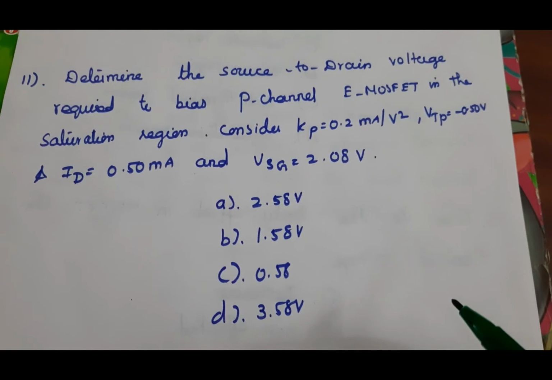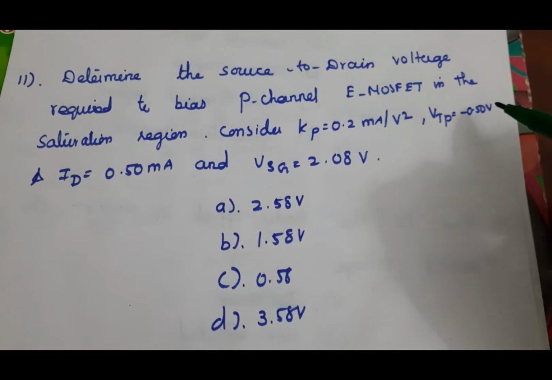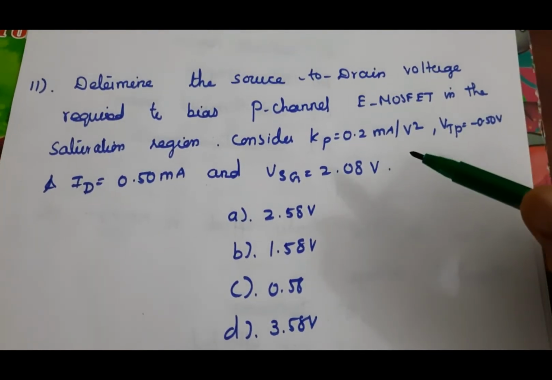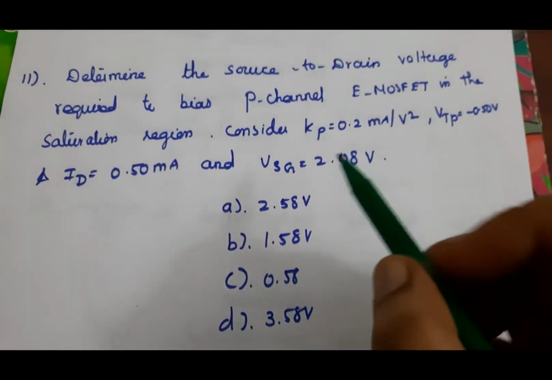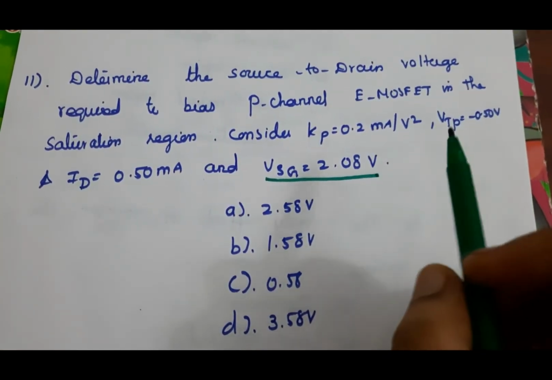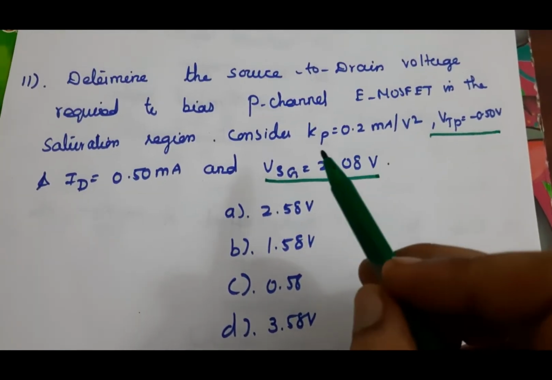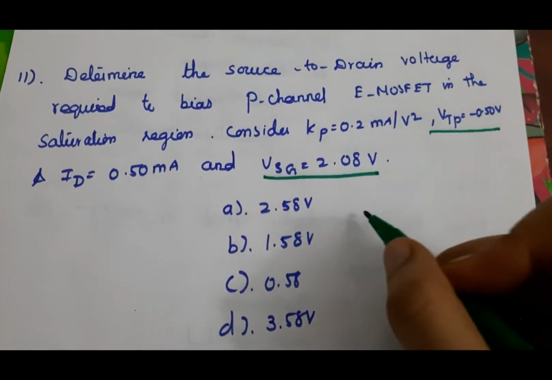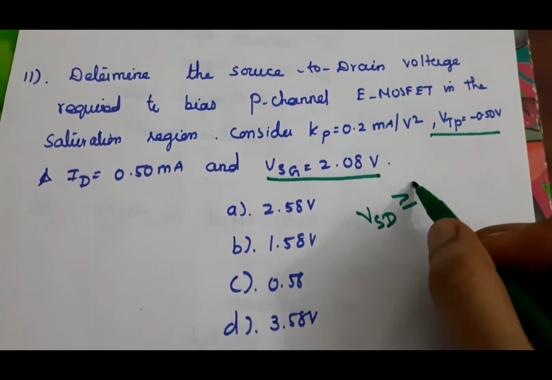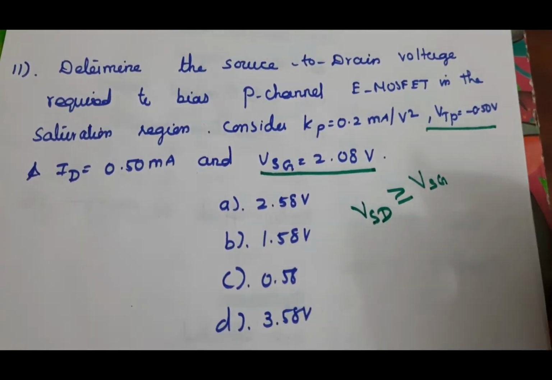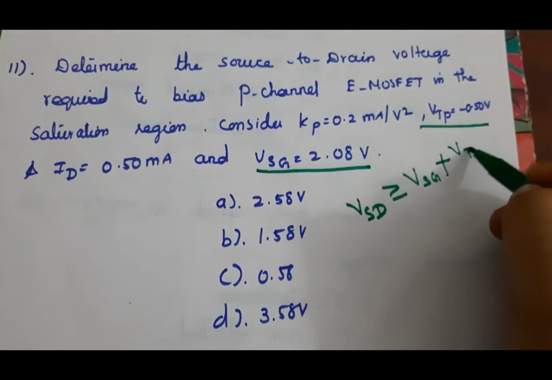And next question, determine the source to drain voltage required to bias a P channel enhancement MOSFET in the saturation region. Consider Kp is equal to 0.2 milliamps divided by V square, threshold voltage is minus 0.5 volt, ID is equal to 0.5 milliamps and VSG is equal to 2.08 volt. Using these parameters alone we can find the VDS value, the source to drain voltage. The source to drain voltage here is greater than or equal to VSG minus this, and since this is P channel, plus this VTP.